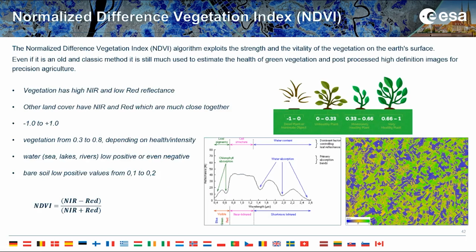This is the NDVI, the Normalized Difference Vegetation Index, which I think is the most famous index in all the remote sensing area. It's a ratio between the difference of the near infrared and red bands, and the near infrared plus the red bands. And using this index, you can easily define what is vegetated and what is not vegetated.